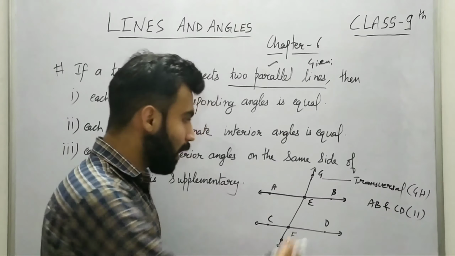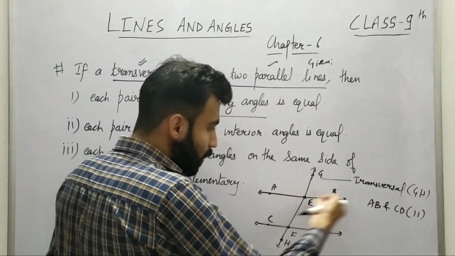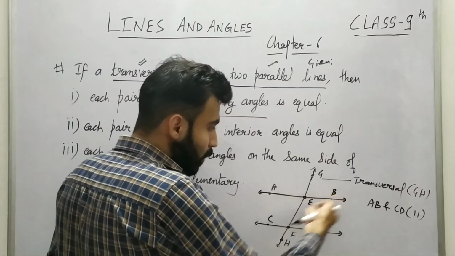Now let me move further. If a transversal intersects two parallel lines, then this condition will occur: each pair of corresponding angles is equal. Now what are corresponding angles? Let me show you here. The total number of angles formed when a transversal intersects two parallel lines is 8. Let me name them 1, 2, 3 and 4, then 5, 6, 7 and 8. So these are the 8 angles formed when a pair of parallel lines is intersected by a transversal, right?